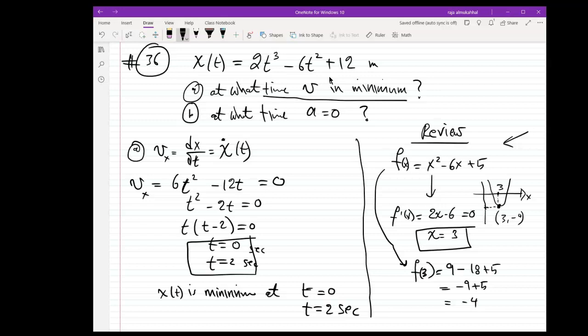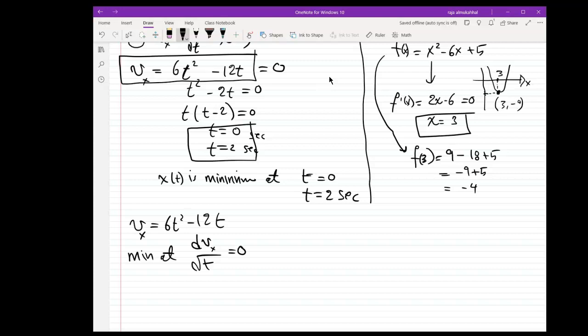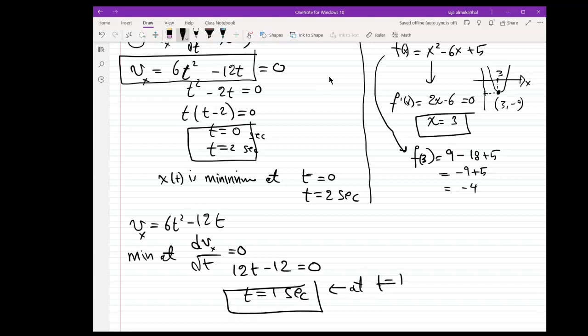So I want the velocity function, which I already got here, and take the derivative again, just like I'm doing here, but this time for the velocity. I hope you understand that. The velocity function is Vx equals 6t squared minus 12t. So minimum at dvx/dt equals 0. The second derivative gives 12t minus 12 equals 0, so t equals 1 second.